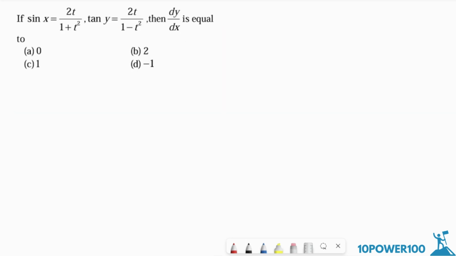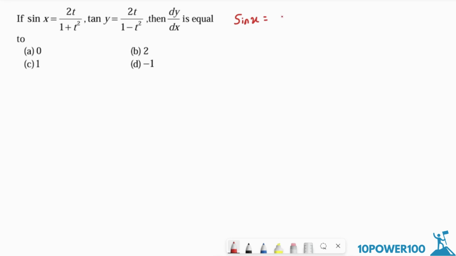Next question: if sin x is equal to 2t by 1 plus t square and tan y is equal to 2t by 1 minus t square, then dy by dx is equal to. So this is one of the very simple sums. We'll write this first.